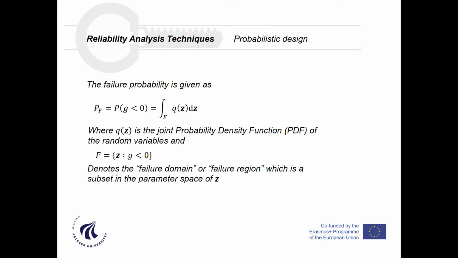So in the probabilistic design, the failure probability will be given by this expression shown here. The failure probability will be the probability that the limit state function is below 0, which is equivalent to the integral of q over the failure domain. q is the joint probability density function of the random variables, and F will denote the failure domain or failure region, which is a subset in the parameter space of Z.